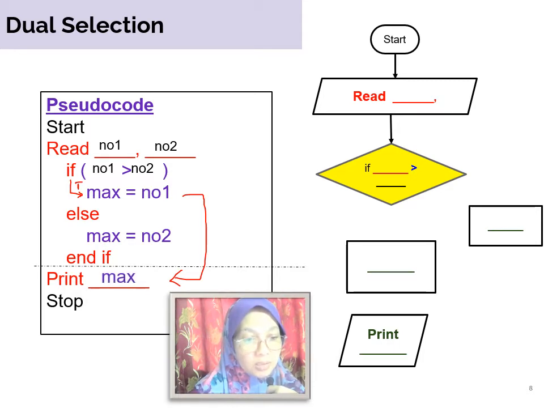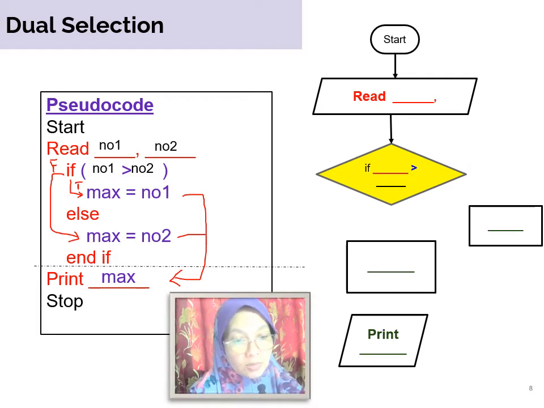Okay, so if the case is false, what to do? If this is false, just go to the statement for else. If this case is false, you draw like that, false. Number 2 is assigned to max, and then where to go? Just the same, go below the statement, which is print max and then end.